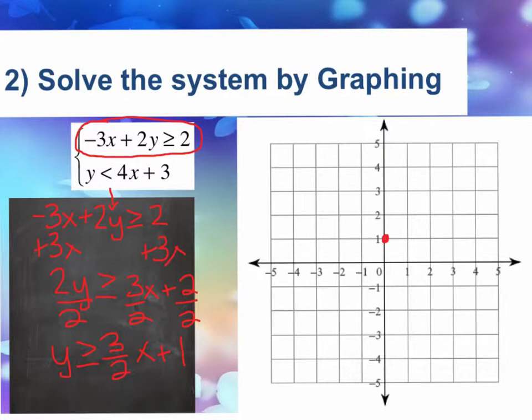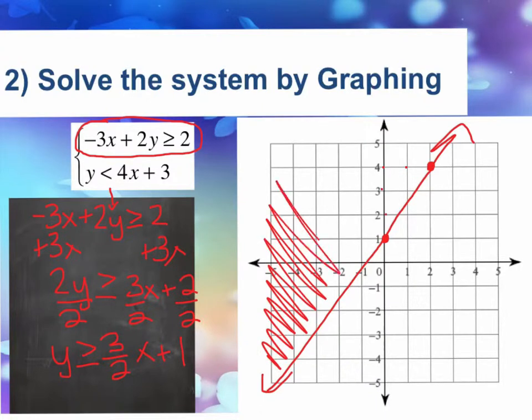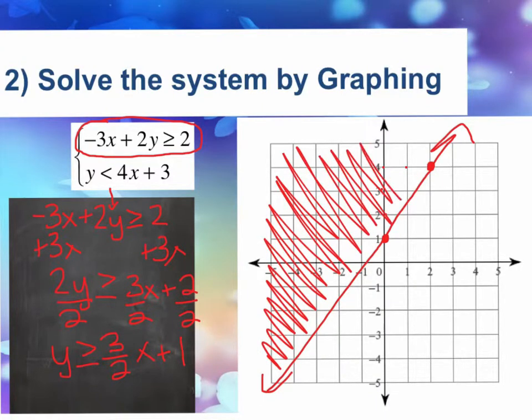Remember, I graph my y-intercept first, and I'll go up 1, 2, 3, and over 1, 2 for my line. And because there is a bar underneath the inequality, it's going to be solid. And because it is greater than, I need to shade above the line. Remember, you can also test a point to know which side to shade. But I showed you a few tricks in class where now you can shade just looking at the inequality symbol.